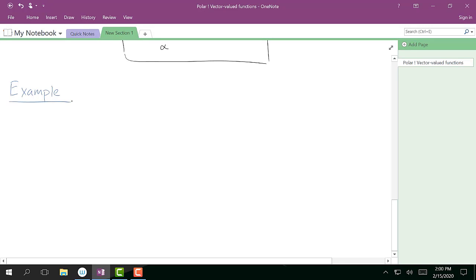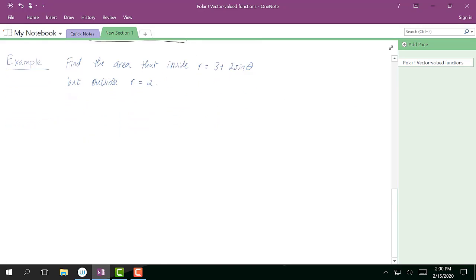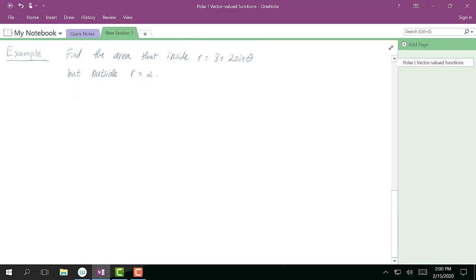Okay, so the question is going to be, find the area that is inside our first function, which is r equals 3 plus 2 sine of theta. So we want the area that's inside of this one, but outside of our other function, which is r equals 2. So this is the example that we're going to work through.